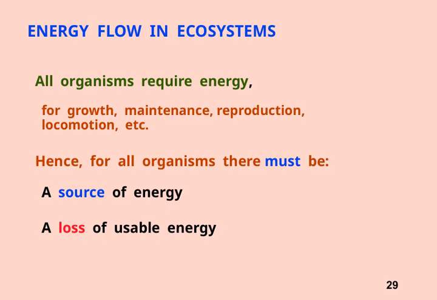Let's talk about energy flow in ecosystems. All organisms, whether they're plants, animals, or microbes, need energy to do pretty much everything: grow, maintain their body functions, reproduce, or move around. Because of this, there are two main things every organism depends on. First, they need a source of energy. That's where they get the fuel to keep going. Second, they experience a loss of usable energy, meaning not all the energy they take in is turned into work. Some of it is lost as heat or other forms.